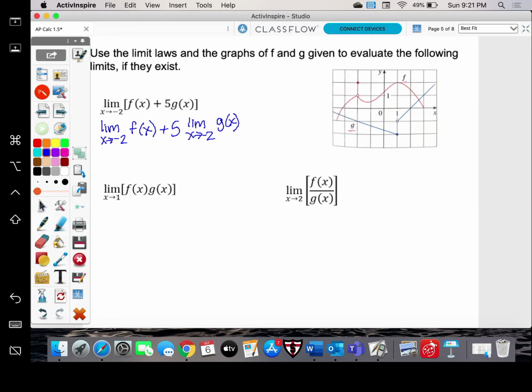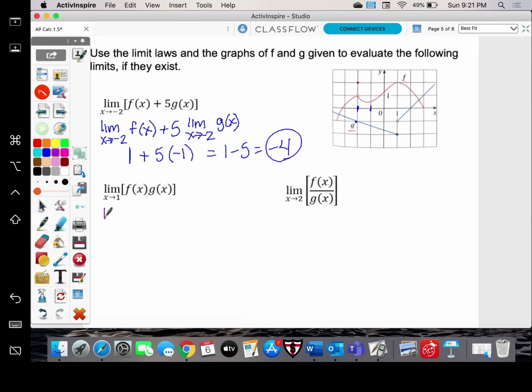Then those individual limits, the limit of f and the limit of g, can be found from our graph. So that first one, the limit of f as x approaches -2, is right here. The limit from the left and from the right looks like it's 1. So we have 1 plus 5 times, now the limit of g at -2, down here at -1. So simplify, 1 minus 5, we get a limit of -4. Just using those properties that we talked about on the last slide.